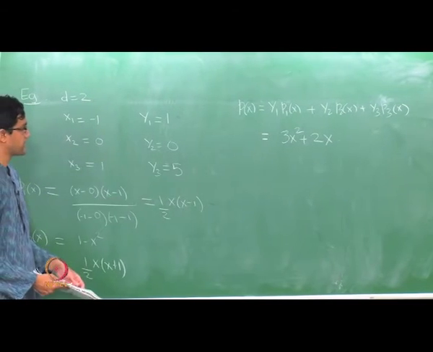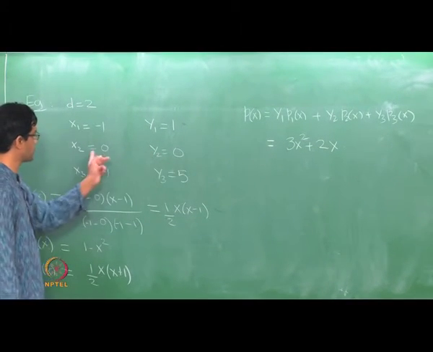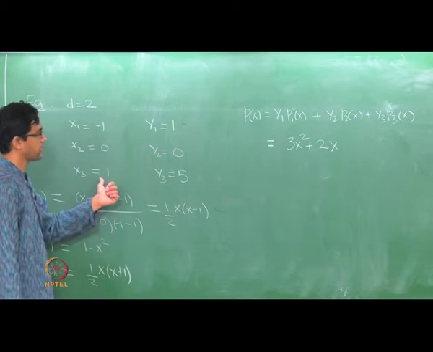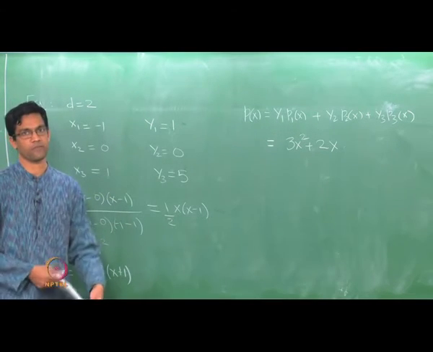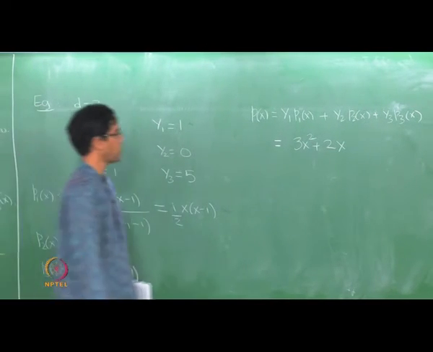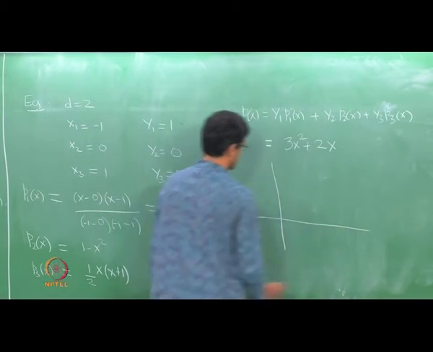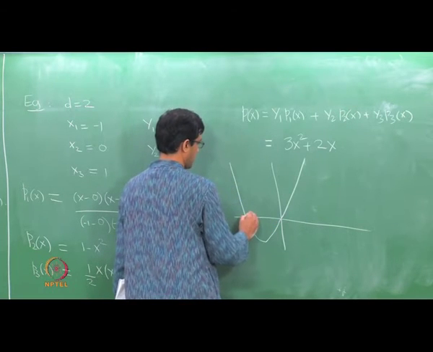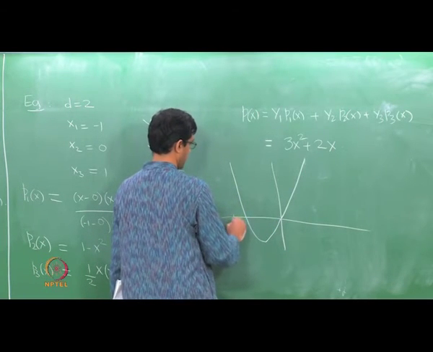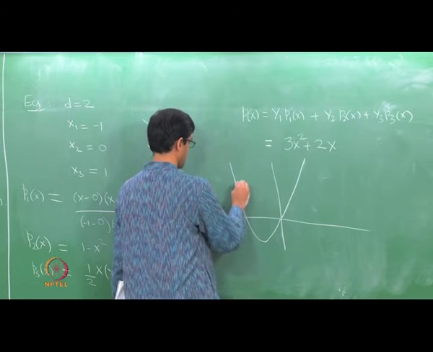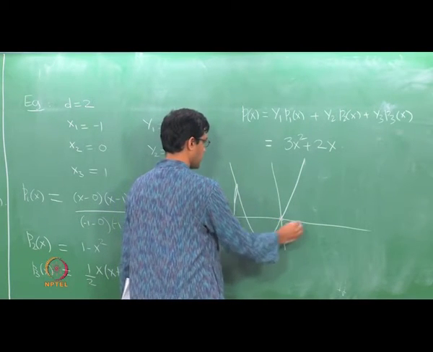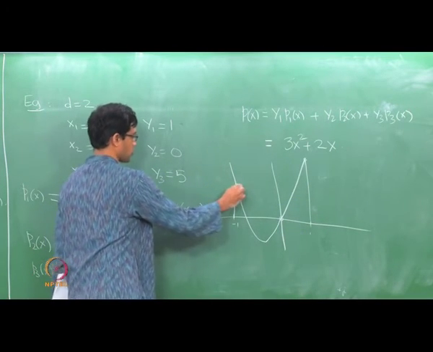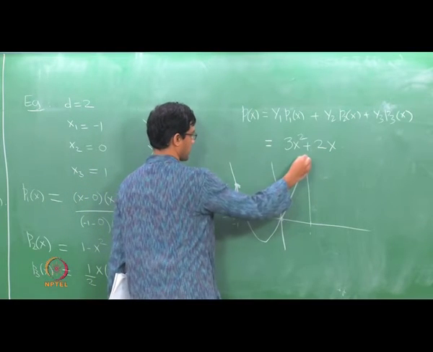Now observe that this in fact does do the job. If you plug in x equal to 0, it gives you a 0. If you plug in x equals minus 1, it's 3 minus 2, which is a 1, and if you plug in x equals 1, it's 3 plus 2, which is a 5. So this in fact does do the job. And if you look at the graph of this, it's some sort of parabola. At minus 1 the value is 1, at 0 the value is 0, and at 1 the value is 5. So it's a parabola which passes through these 3 points.